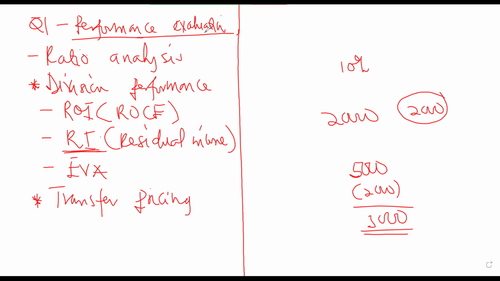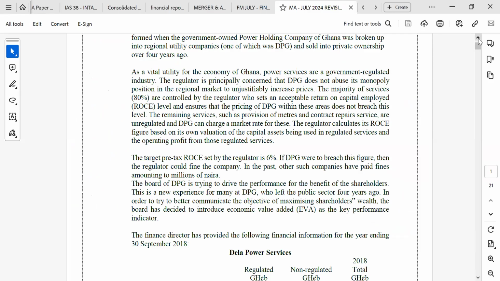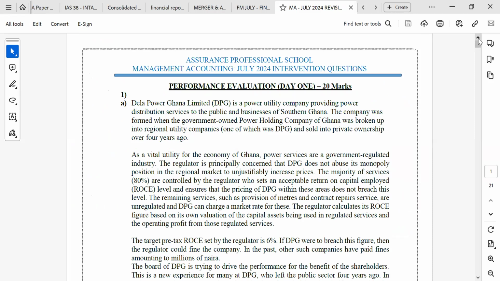Ratio analysis, divisional performance, looking at the return on investment, residual income, EVA, transfer pricing, and that is it. Within the 4 hours, we try to solve questions on these. That is going to be very simple. We are going to be starting with, let me see how the question has been arranged. So we start based on the question. We'll be looking at the EVA first.